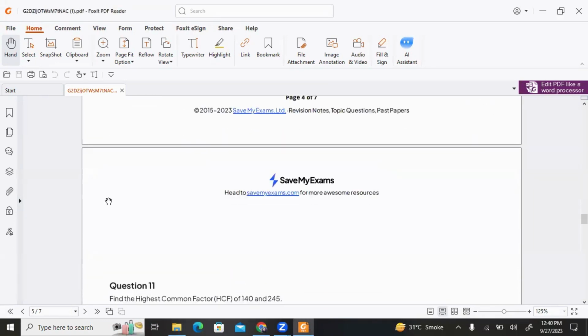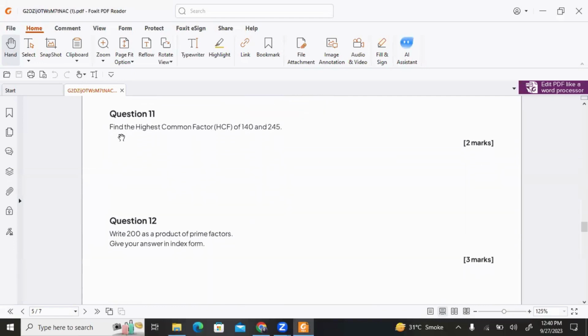I would like to do something different. Okay. Find the highest common factor of 140 and 245. So for this, what you need to do is you just start listing down the factors. For 140, you know that the factors are 1 and 140, 2 and 70, 7 and 14, 10, and 5 is also a factor.